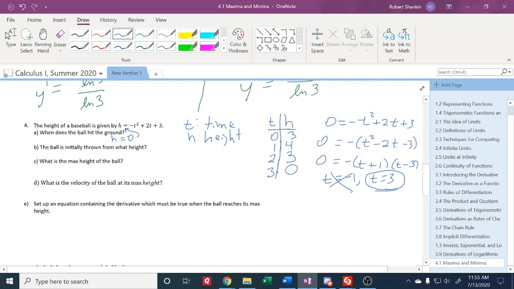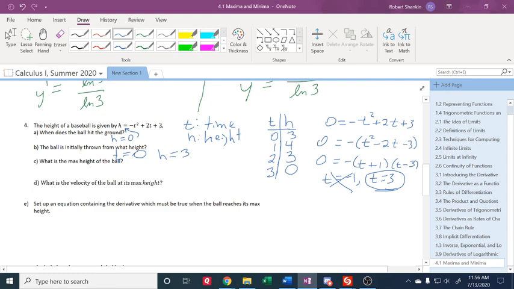And I got this. The ball's initially thrown from what height? Well, when it's initially thrown, what's the time? It's at time 0. So I just plug in 0, and then these two things 0 out, so h is 3. It was initially thrown from a height of 3.